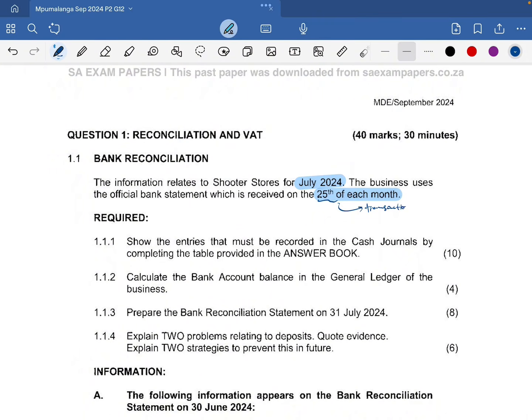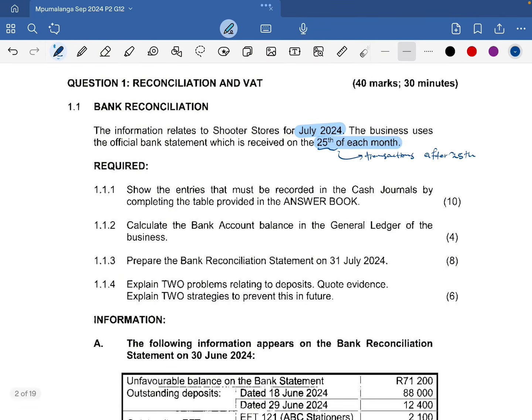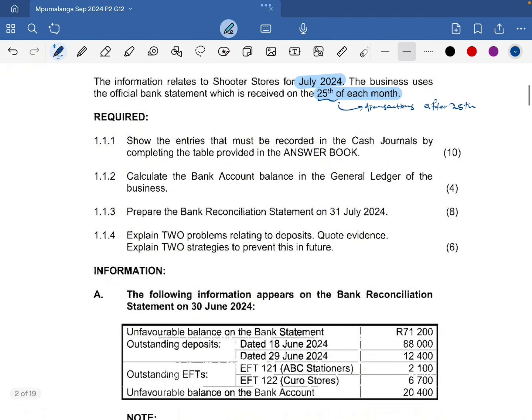Okay. So transactions after the 25th of every month, we know that we need to include them in our transactions, whether it's the CPJ or the CRJ. So the first requirement says show the entries that must be recorded in the cash journals by completing the table provided in the answer book. And then 1.1.2, calculate the bank account balance of the general ledger of the business. And then 1.1.3 says prepare the bank reconciliation statement on the 31st of July 2024.